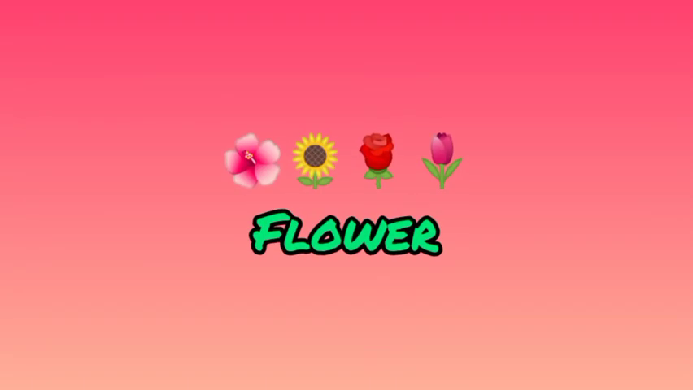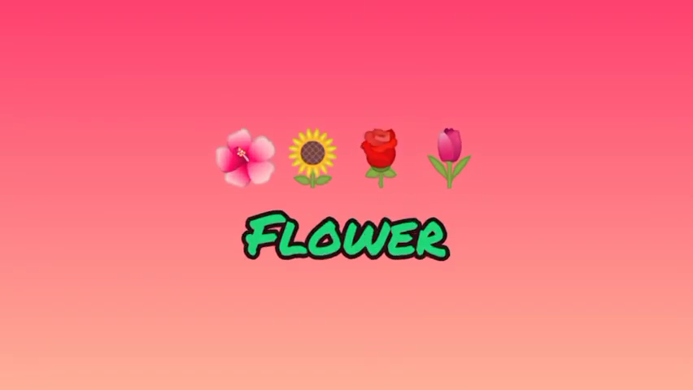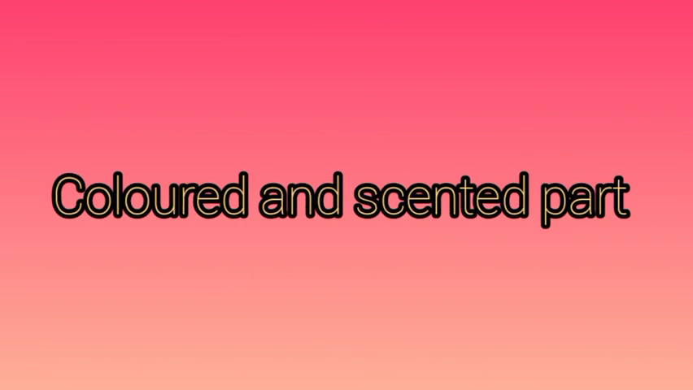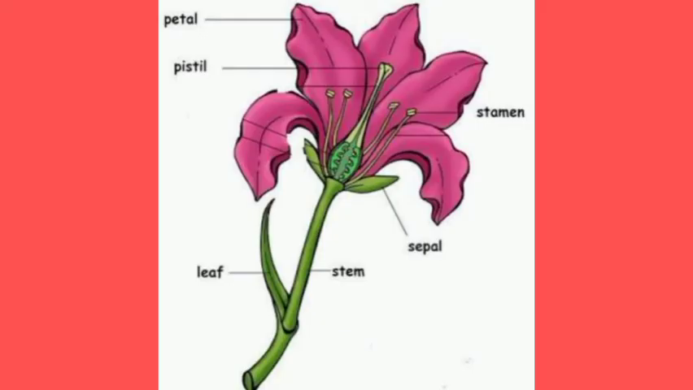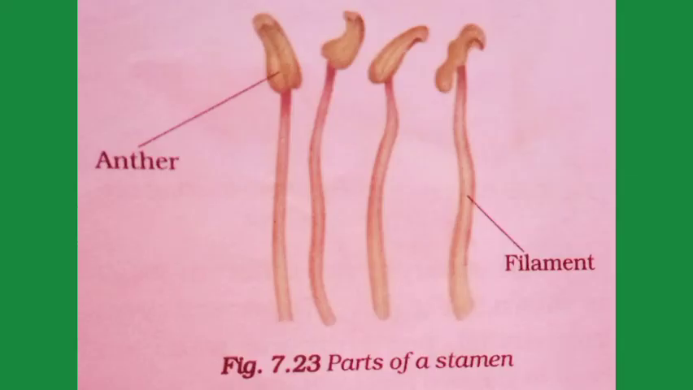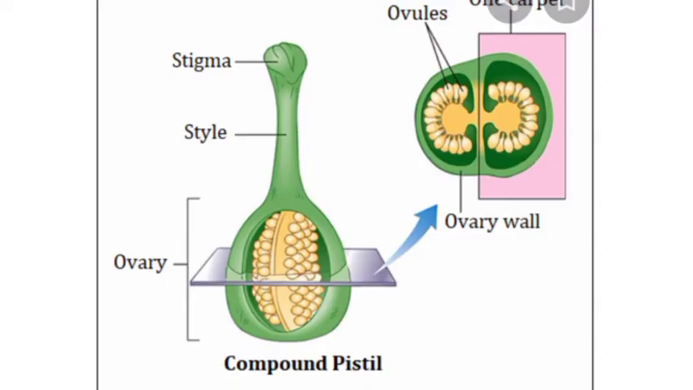Next, flower. Flower is a colored and scented part of a plant. Look at the major parts of a flower. Petals, pistil, stamen and sepal. The parts involved in stamen are anther and filament. The parts involved in a pistil are stigma, style, and ovary.